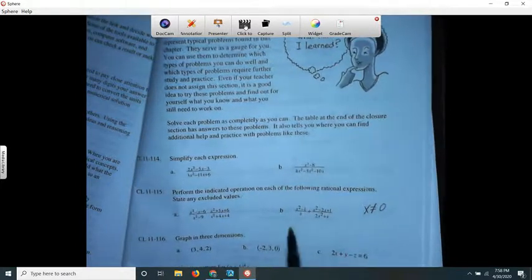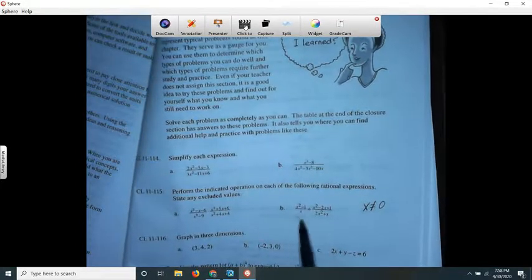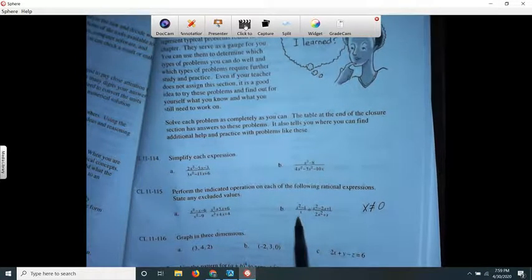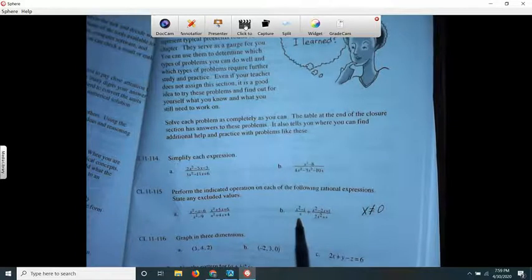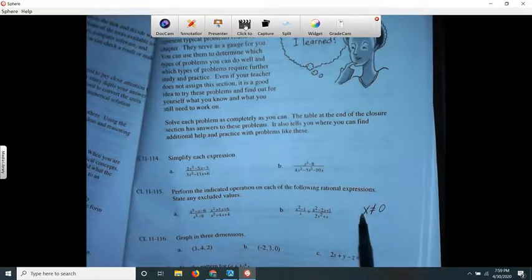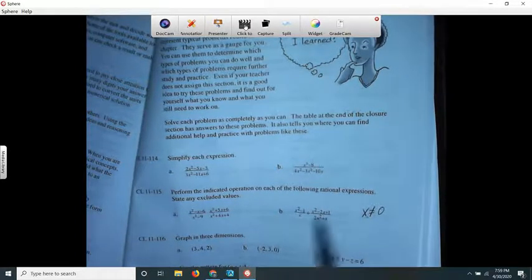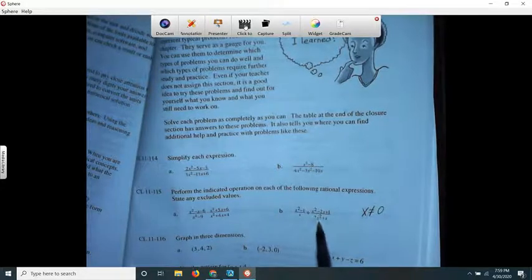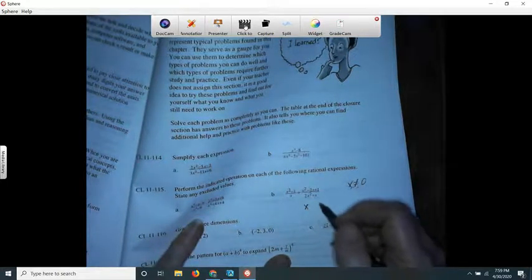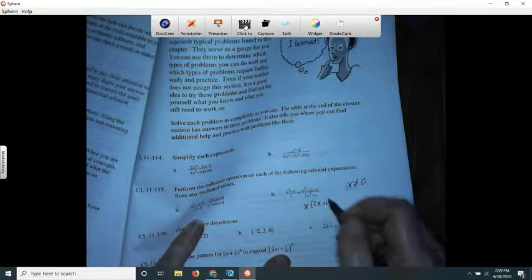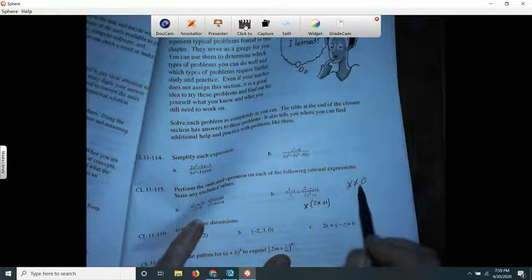So I'm going to exclude values that make a zero denominator. If I have x equals 0 right here, that would make a zero denominator, so I need to exclude that. And right here, if I factor this out, I would get, again, x. If x is 0, I have a zero denominator.